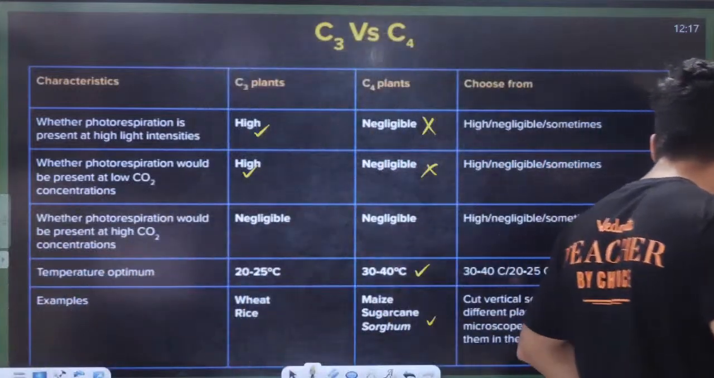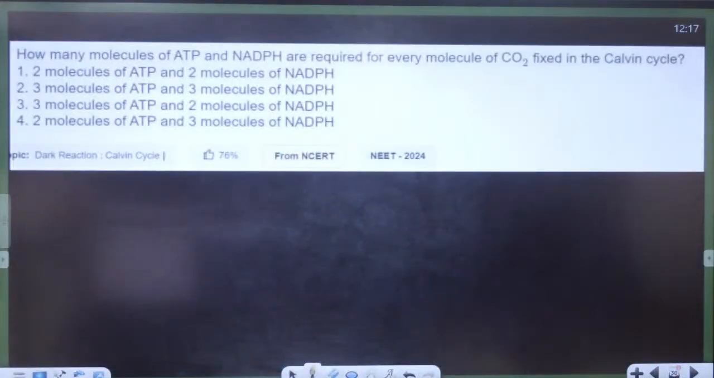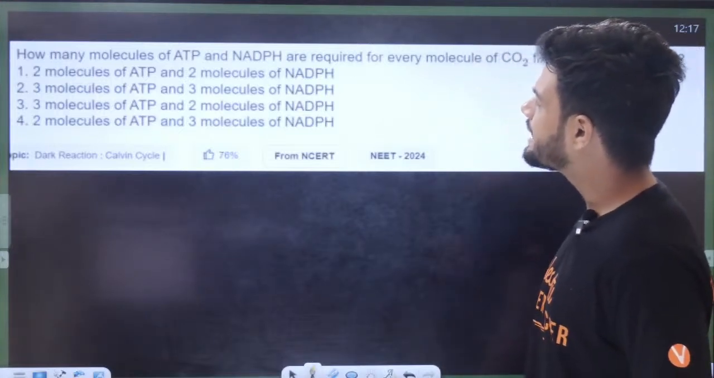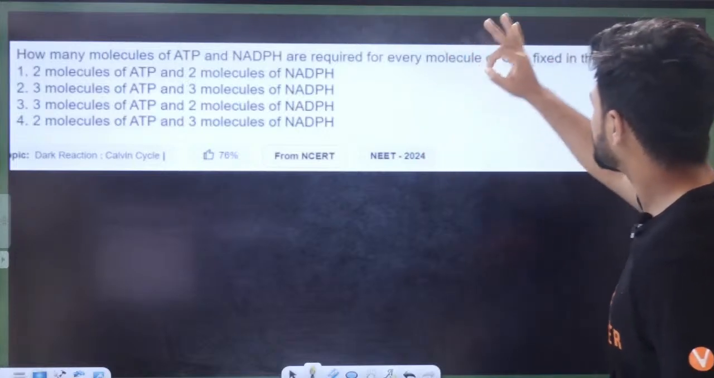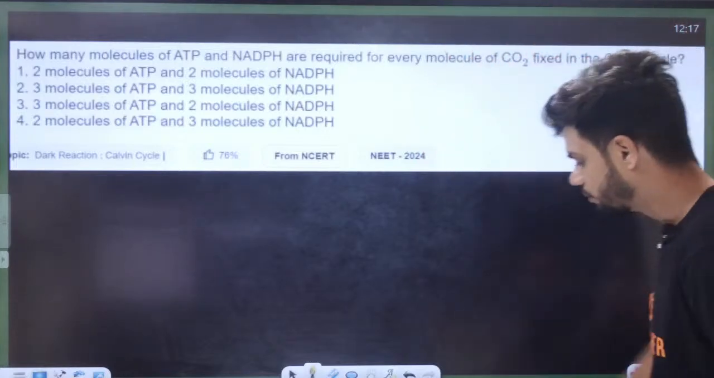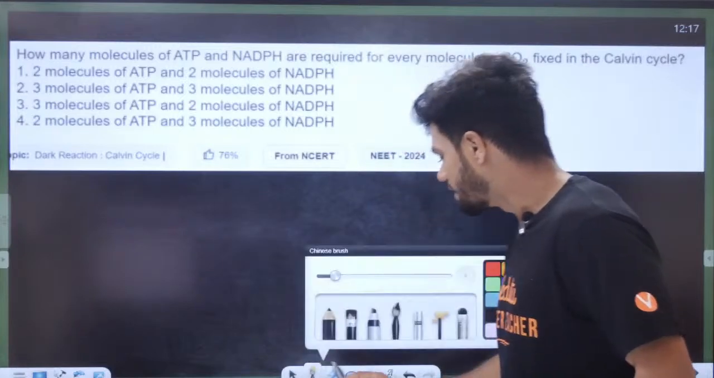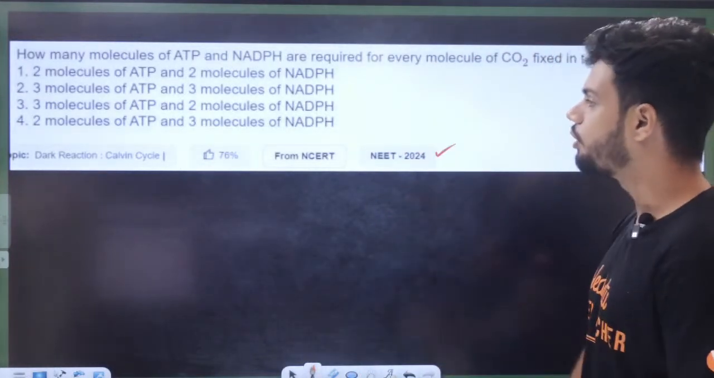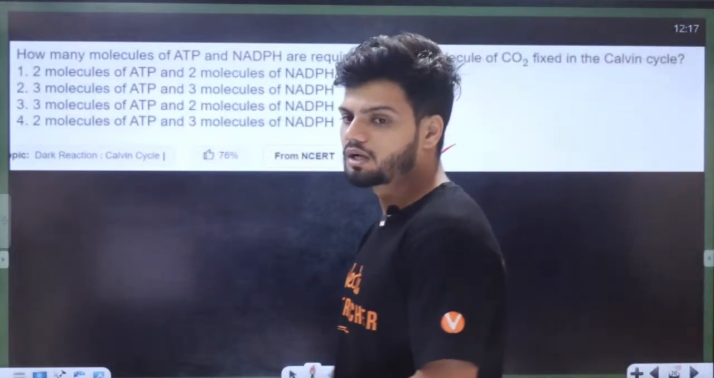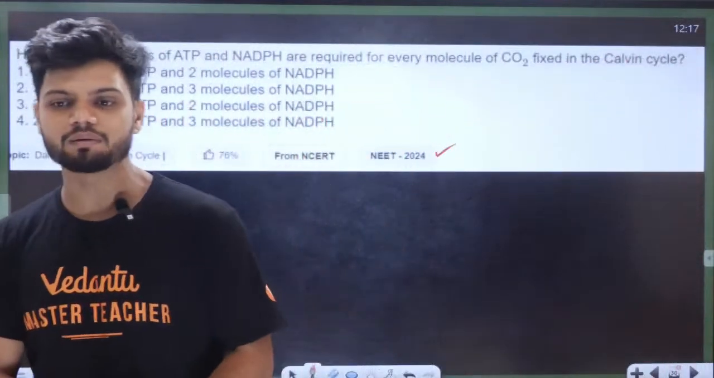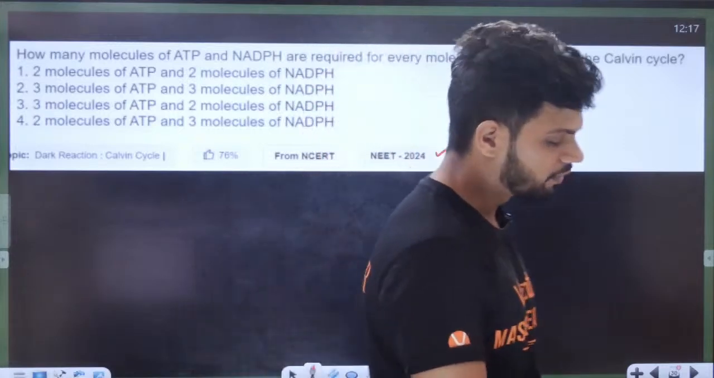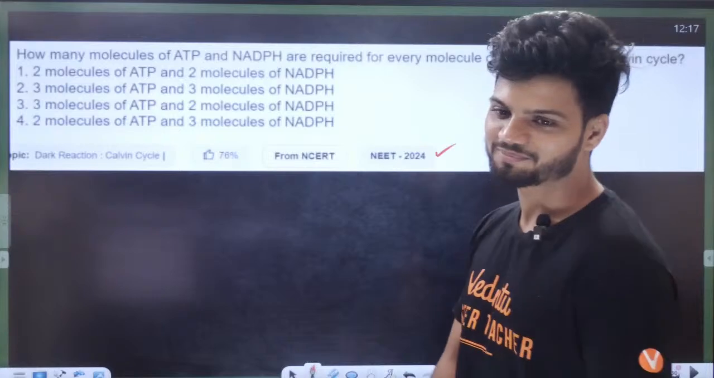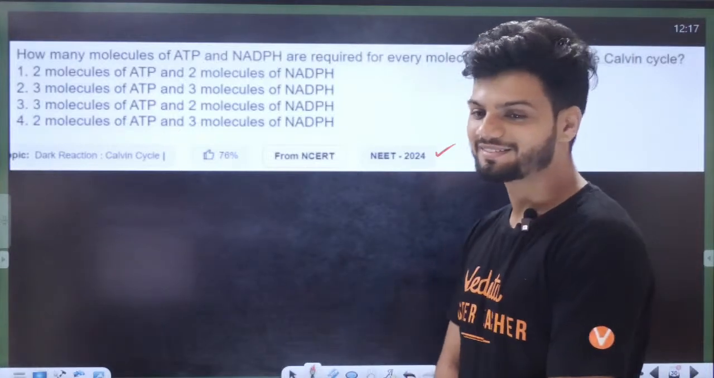The first question is on the board right here. How many molecules of ATP and NADPH are required for every molecule of CO2 fixation during the Calvin cycle? This is a NEET 2024 question from this year. Tell me students, how many molecules of ATP and how many molecules of NADPH do we need in every Calvin cycle? Tell me.